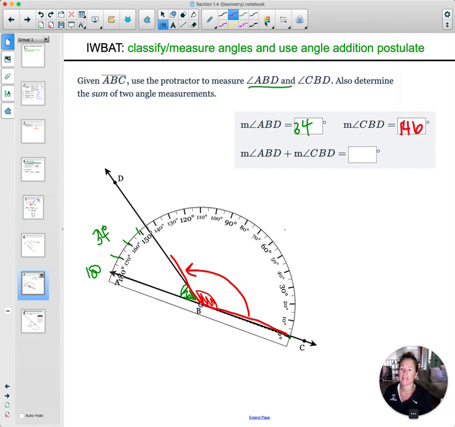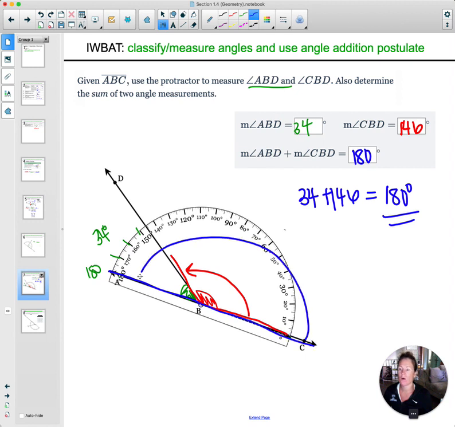And then it wants me to add those two together. So just doing 34 plus 146, which is 180, which hopefully makes sense because if you look at this, it's a straight line. So that whole thing, if I went from start to finish, is 180 degrees. So that should happen there.